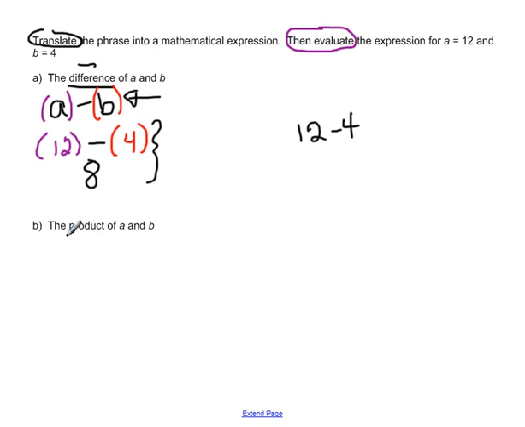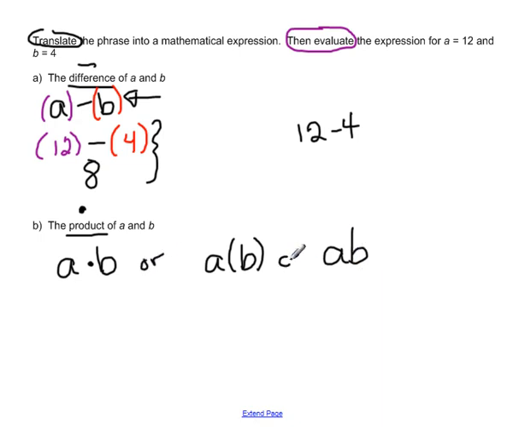The next problem, we're being asked to find the product of a and b. Well, product is a key word that means to multiply. So if we're going to find the product of a and b, we'll take a times b. And we can write a times b this way with the multiplication dot. We could also write a times b using the parentheses and juxtaposition. But because these are both variables, we don't necessarily need the parentheses if we're going to use juxtaposition. We can just write it down as ab. So any one of these would be an acceptable way to write down the product of a and b.